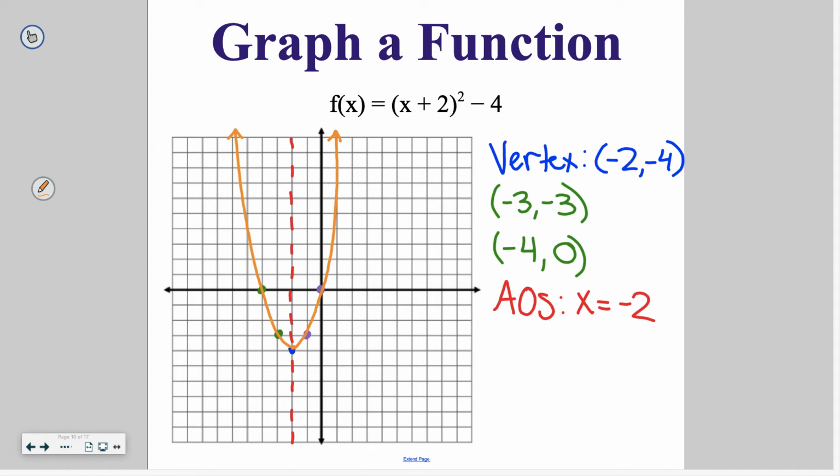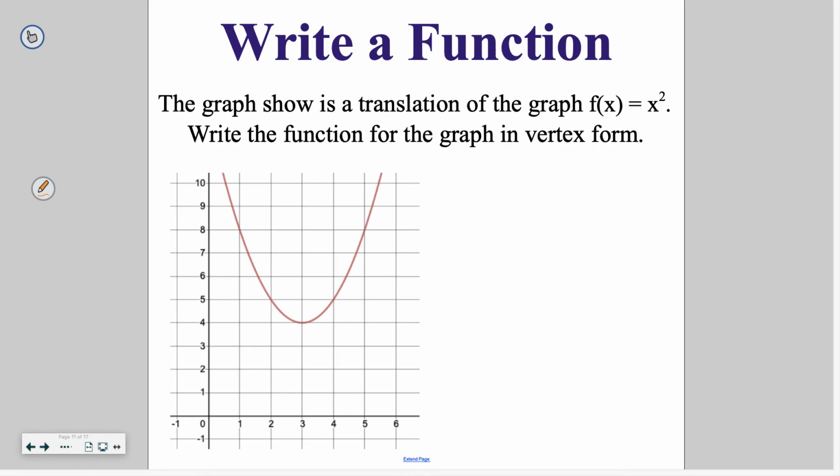In this case, our vertex is at -2, -4. Our next points are -3, -3, and -4, 0. That axis of symmetry is that red dashed line at x equals -2, and you can see the points getting mirrored across that line.